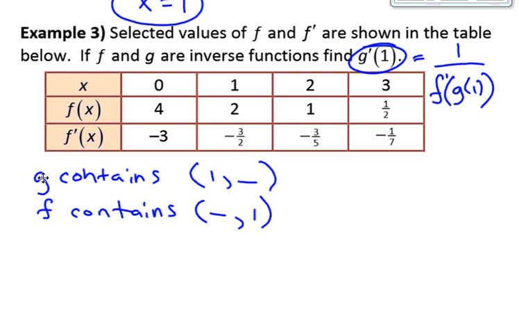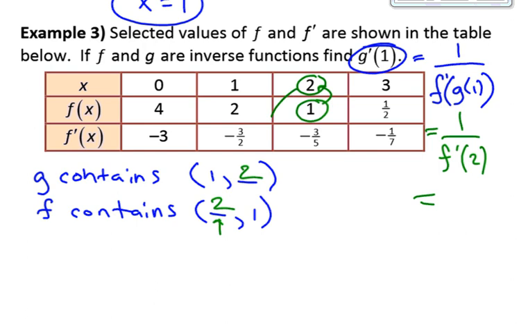So we start with our f, and we want to say, okay, when is f equal to 1? At what x value is f 1? Well, here is when f is 1, so the x value is 2. So then g contains the point 1, 2. Then I can go back here and substitute that in. So I want to find f prime of 2. Remember, 2 is now my x value. So f prime of 2 is negative 3/5. Then I have 1 over negative 3/5, or negative 5/3, and that is my answer.